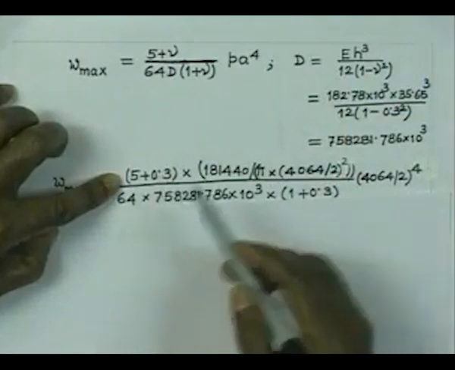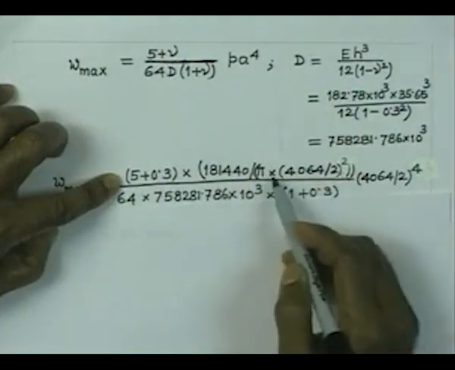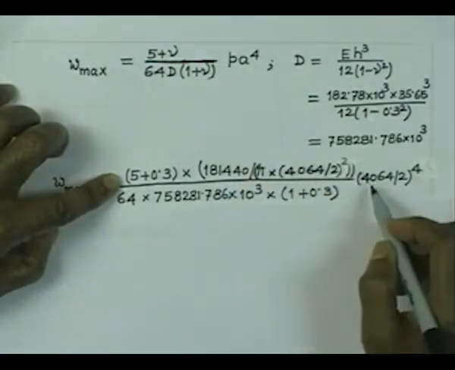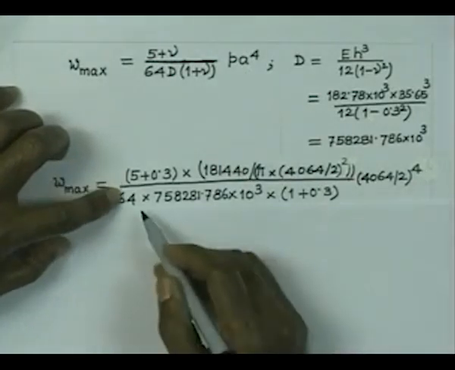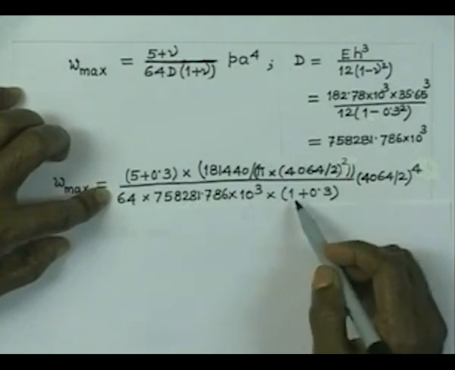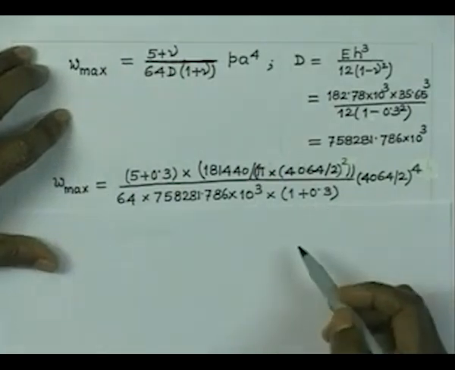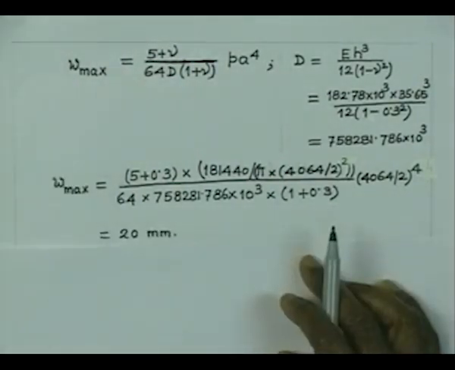If we now substitute the values, we have 5 plus 0.3 for nu, and this P is given by the total load divided by the area, which is pi r square, and again R is raised to the power 4, and we have 64. The D value is given here, and 1 plus nu is 1 plus 0.3. Once we simplify this, it gives us a value of 20 millimeter.